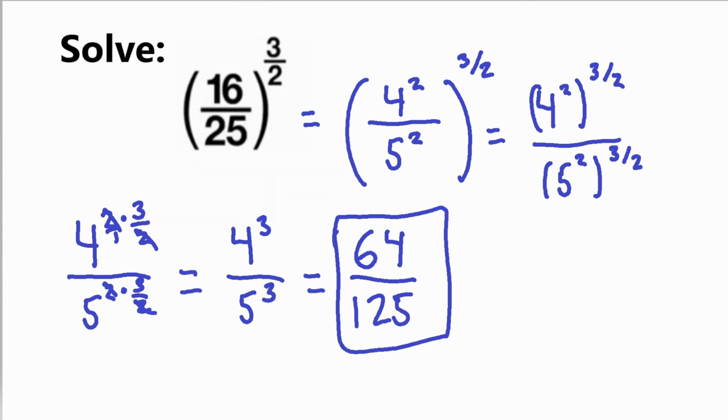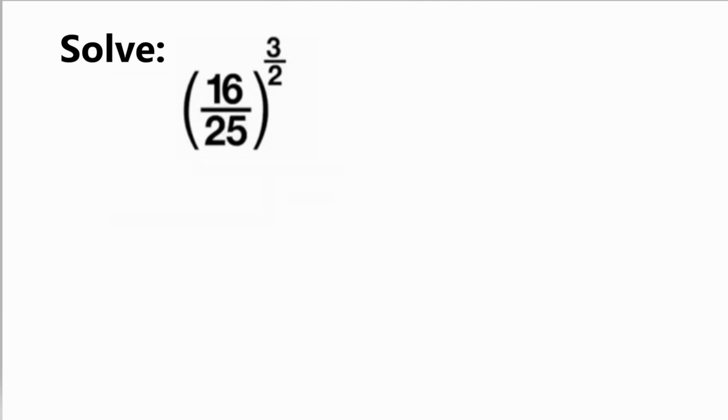But now let's go on, and I'll show you guys how to do this problem a little faster. Now we're going to do the second method. The way that I'm going to do this is that I am going to separate this power of 3 halves into 1 half times 3. So this 3 halves can be turned into 1 half times 3. 1 half times 3 is 3 halves, so this is the same thing.